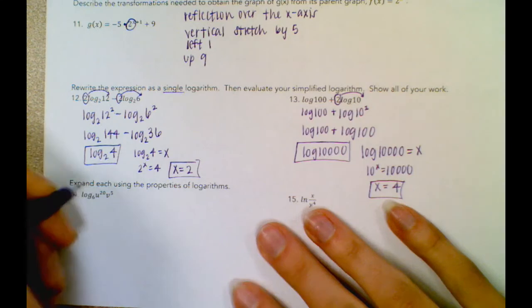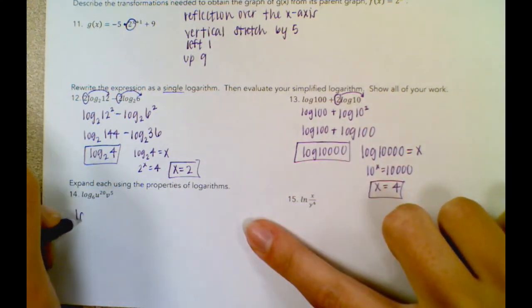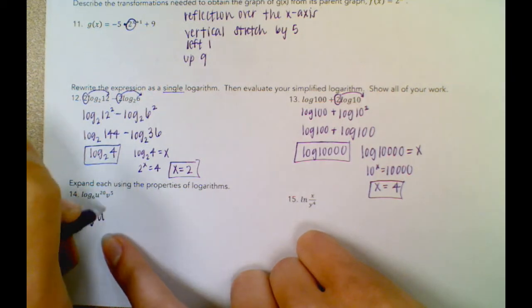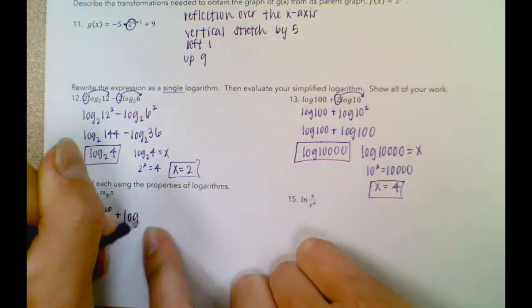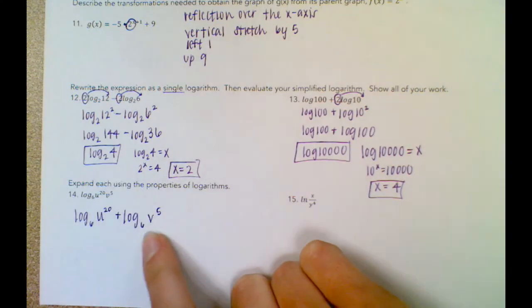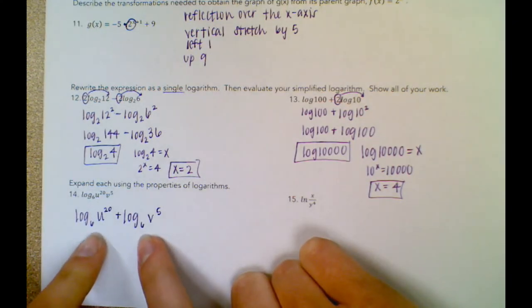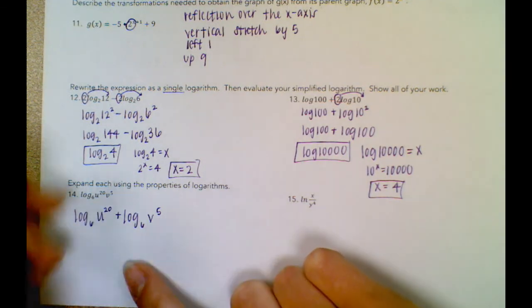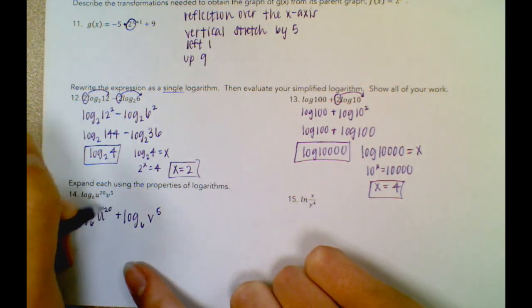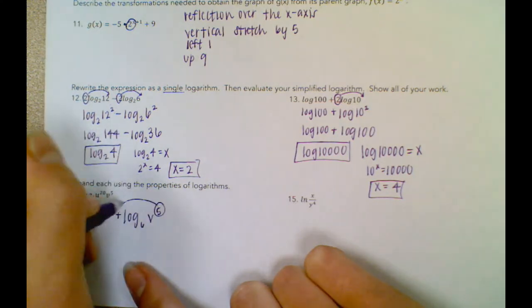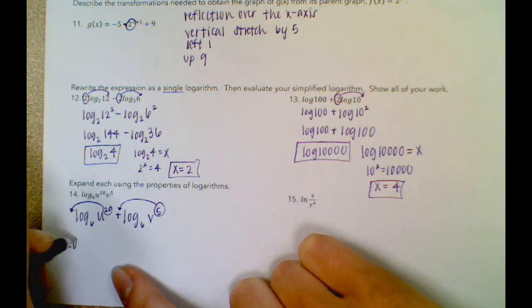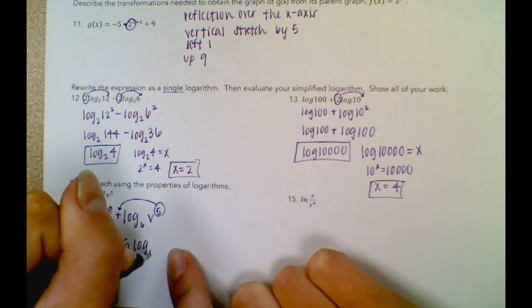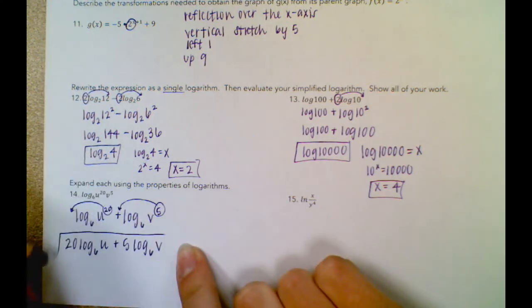Because this is multiplication, we're going to do addition. We're going to expand it by addition. This is log base 6, so make sure you guys write that 6 right there. Plus log base 6 of v to the 5th. Make sure you guys are having good notation and putting the bases where they should go, on what's inside the log where they should go, and the exponents where they should go. All right, now you guys can use the exponent property, the power property. So this is 20 log base 6 of u plus 5 log base 6 of v. And that's it.